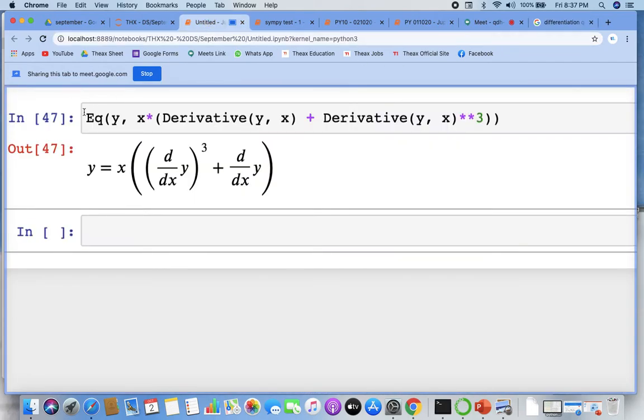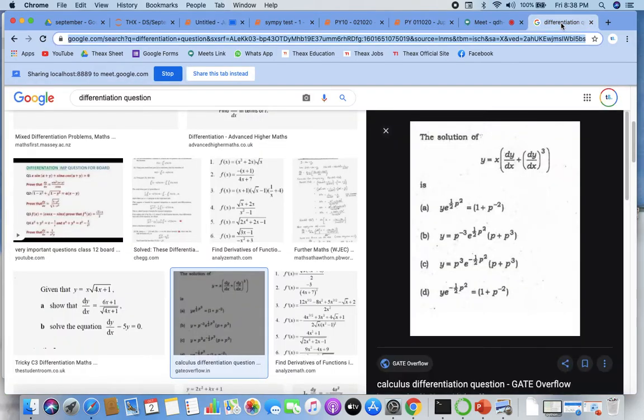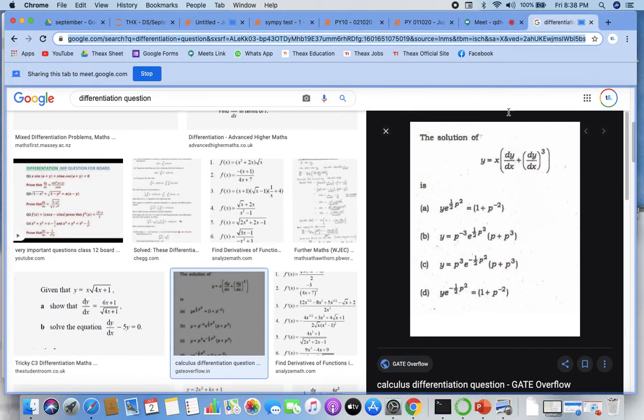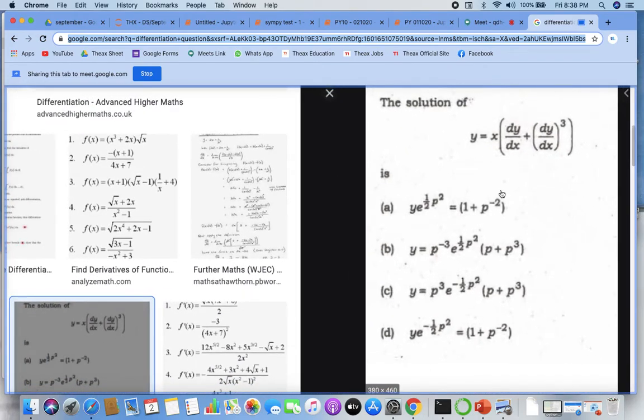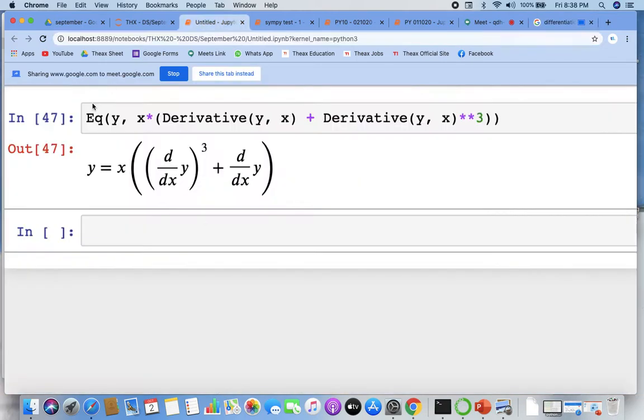If this is the question. Y is equal to 2x. 2x. Okay, I'm sharing this to you again. See, this is the question: y equals x dy by dx plus dy by dx whole cube. That's exactly where it is written. And these are the four options. So, you solved the answer. What was the answer?